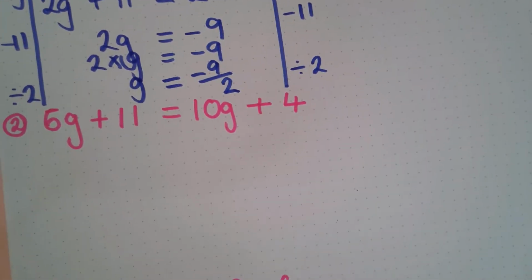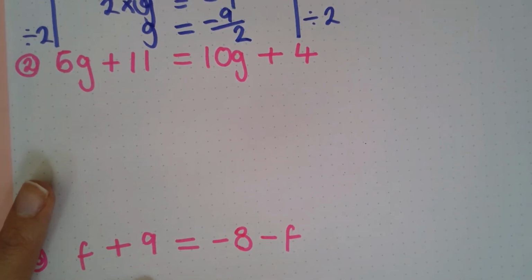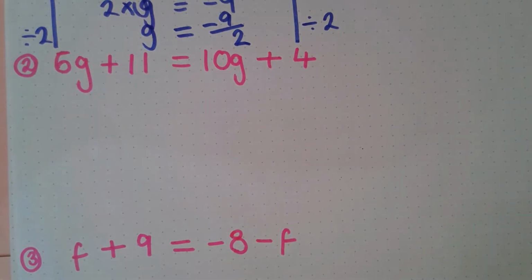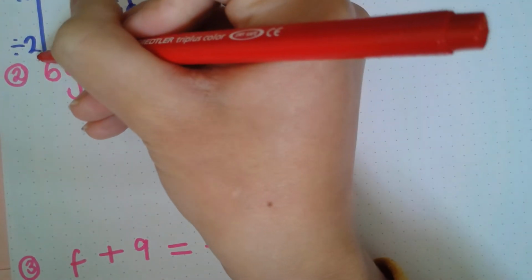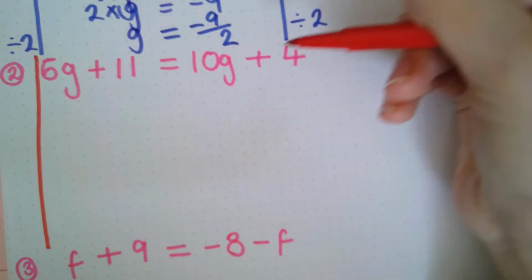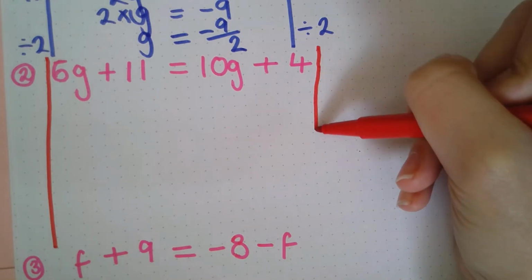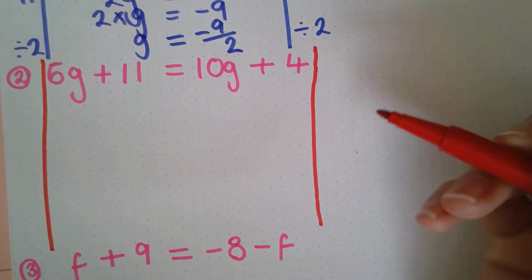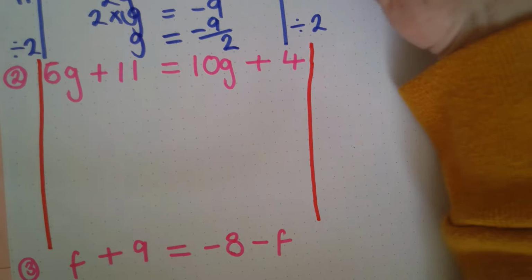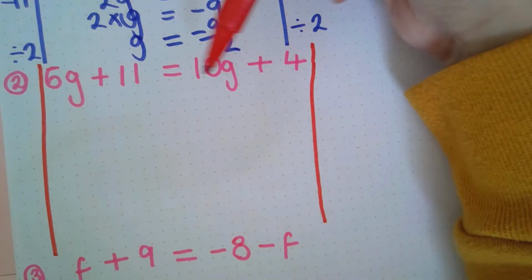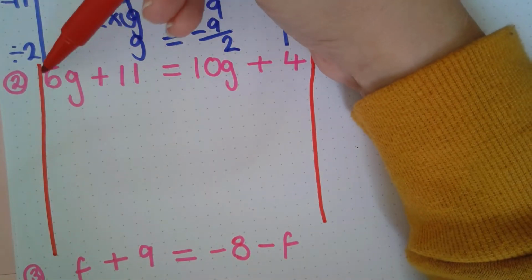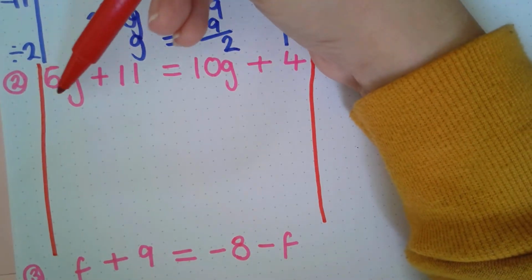Example number 2, so we're going to go through 4 in total. So example number 2, I'll write it down. 6G plus 11 equals 10G plus 4. So you should know the first step by now is drawing in stabilisers. Okay, and we're going to look at the G's. So we've got 6 G's and 10 G's. So this one's the lowest number of G's, so we're going to work with that one.